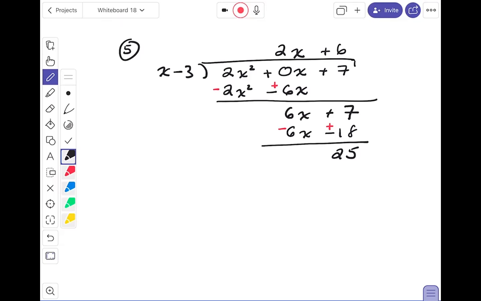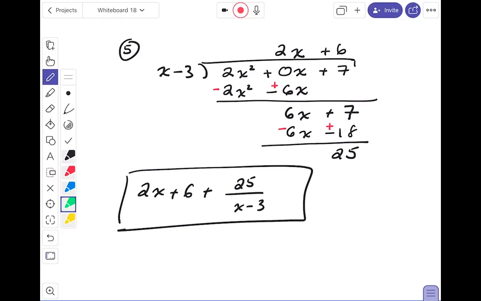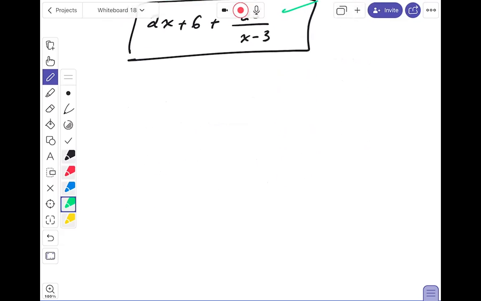So what we're going to do is say we're done. We're going to say 2x plus 6 plus something I didn't finish. I did not finish dividing 25 by x minus 3. I'll put this in a box. All right, I want to get my little answer key out. I'm looking at it, and I'm seeing 2x plus 6 plus 25 over x minus 3. We're done with that. Let me go to number 6.